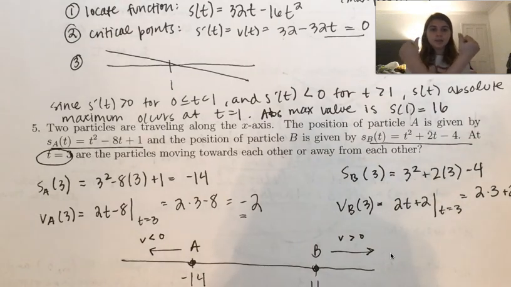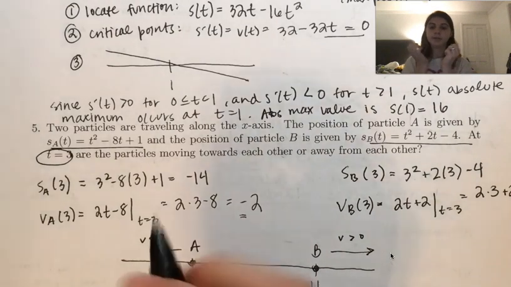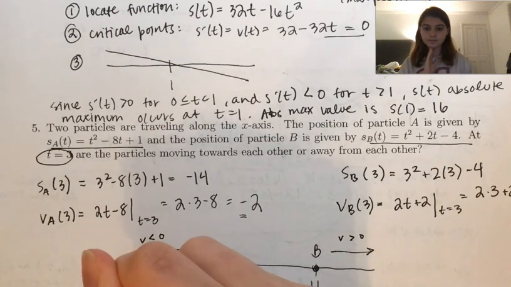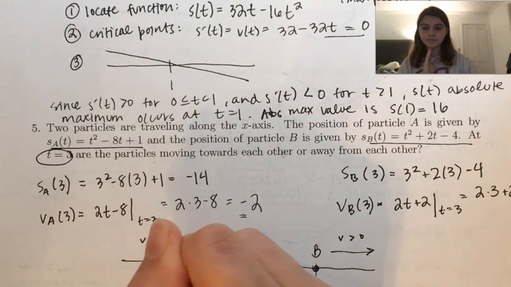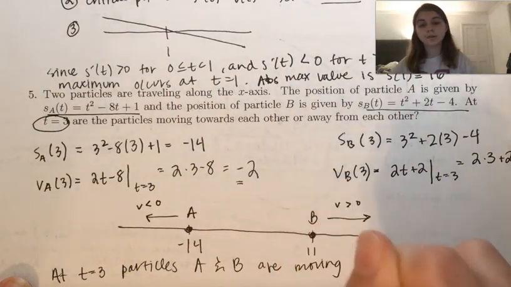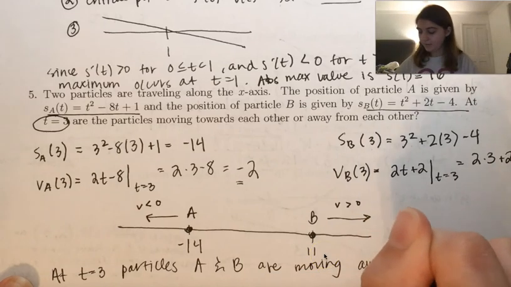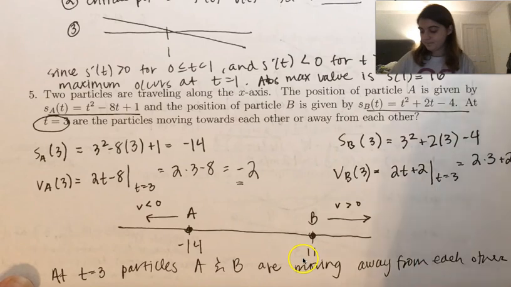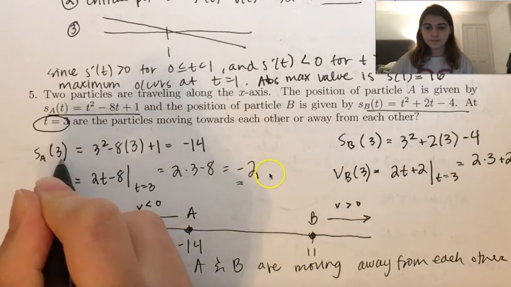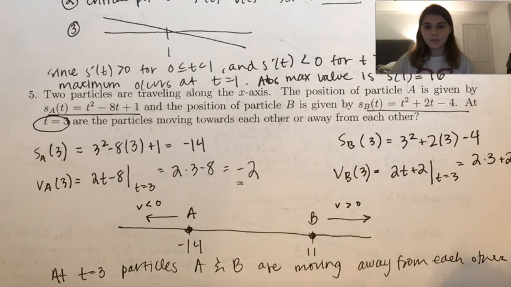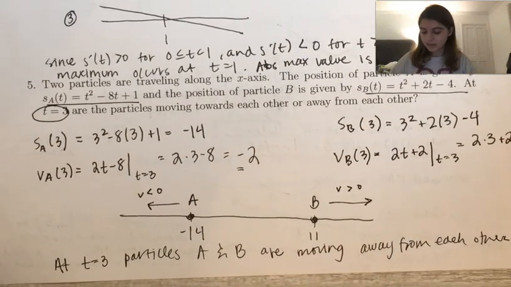Imagine if they started on the other side of each other. They'd be moving toward each other. That's why position is so important. We just need to write out our final answers. At t equals 3, particles A and B are moving away from each other. And we plug 3 into all 4 of those because it's happening at time t equals 3.